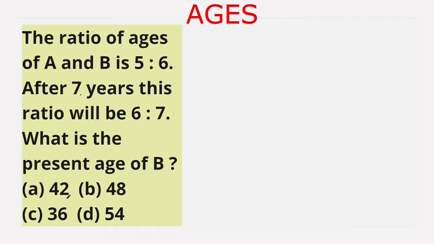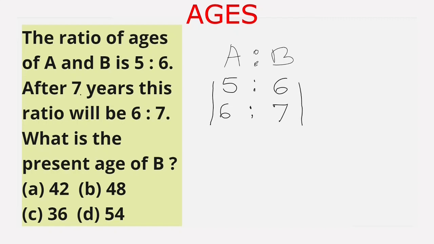Let's solve it with a shortcut method. A ratio B is 5:6, and after 7 years it becomes 6:7. The difference between the first ratio 5 and 6 is 1, as well as in the second ratio 6 and 7 the difference is 1. As well as if we go from one ratio to another, the difference is also 1. 5 to 6 is 1 and 6 to 7 is also 1. So 1 is equal to how much? 7 years. So 1 is equal to 7 years.